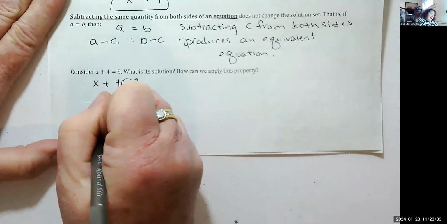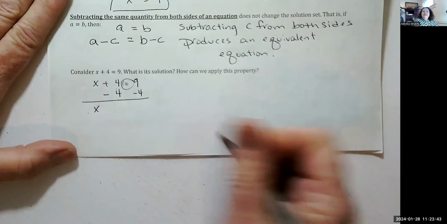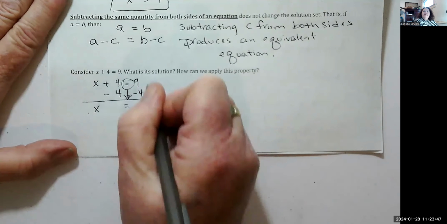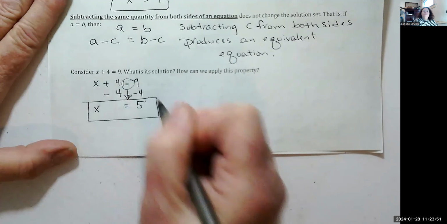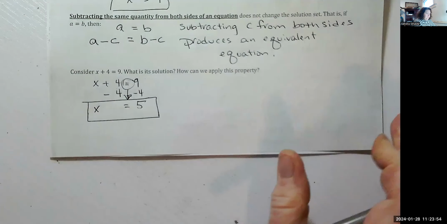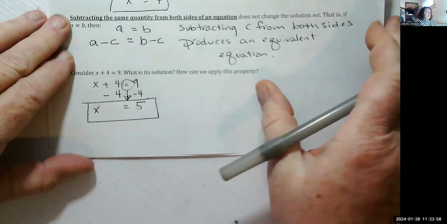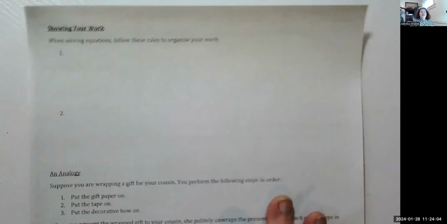So this becomes x. I'm not going to put plus 0 again because it's kind of obsolete and it wastes your time. I'm going to bring my equal sign down, and then 9 minus 4 is 5. So x is equal to 5 is the solution. Okay. Please make sure as you're taking notes, you write down any questions you have so that you can ask in class or shoot me an email or whatever the case may be.